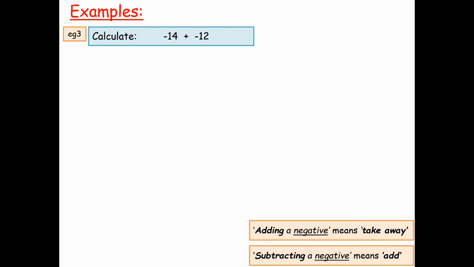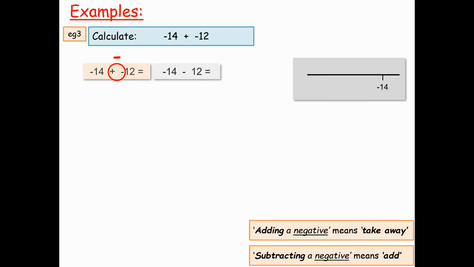All right, a few more examples. If I have minus 14 plus minus 12, what would that be? Well, anytime you see a plus and a minus next to each other, it just becomes a minus. Please make a note of that. So minus 14 plus minus 12 is basically minus 14 minus 12. If we use our number range, remember we start at minus 14, and because we're taking away 12, we're going to go 12 steps to the left, and I get minus 26.